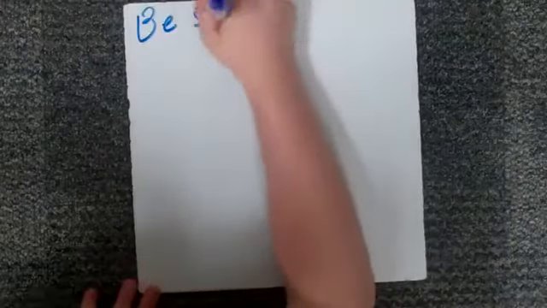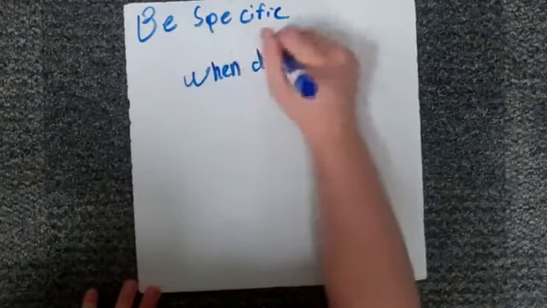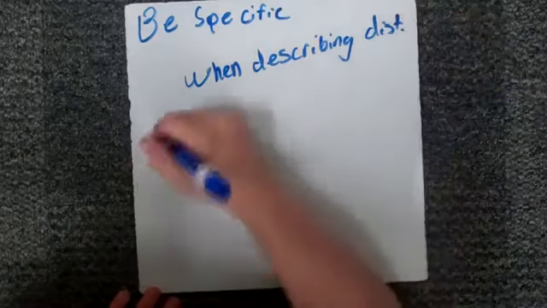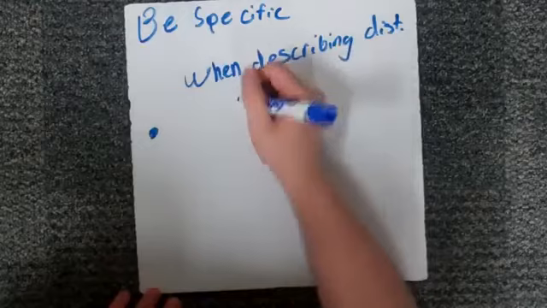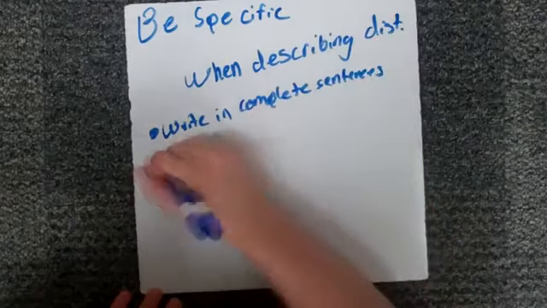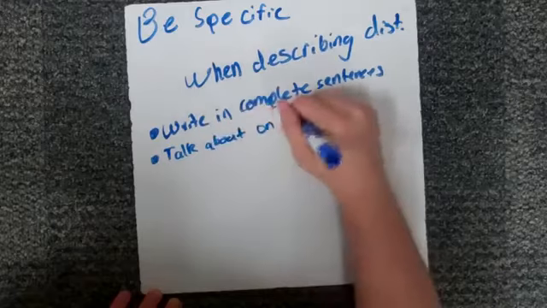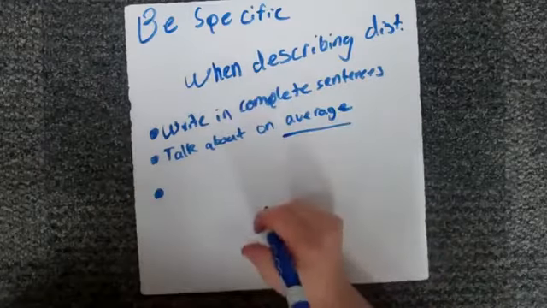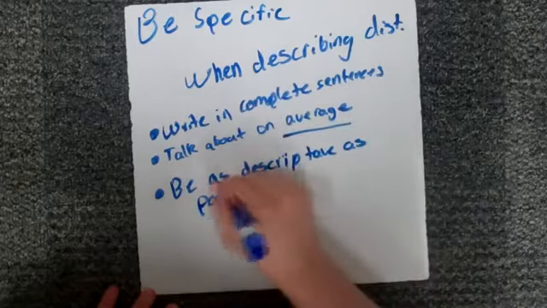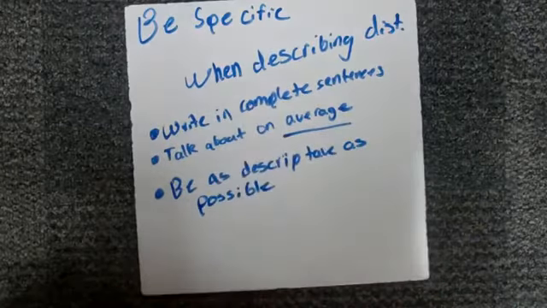Be specific. This is very important while you're taking the AP test. When describing distributions, it's important to keep in mind these following things. Use complete sentences every single time. Talk about on average whenever you're describing distributions or comparing, and be as descriptive as possible. The more descriptive you are, the more points you'll get.